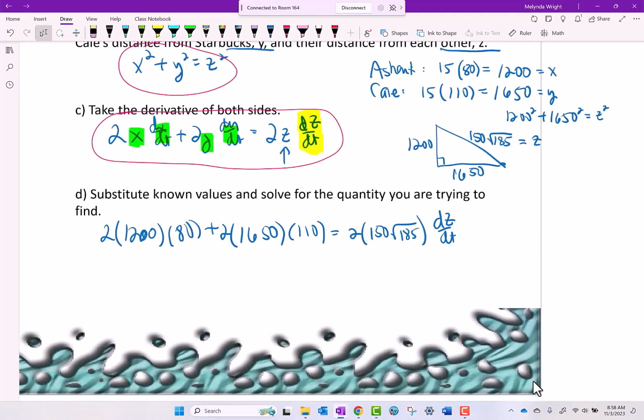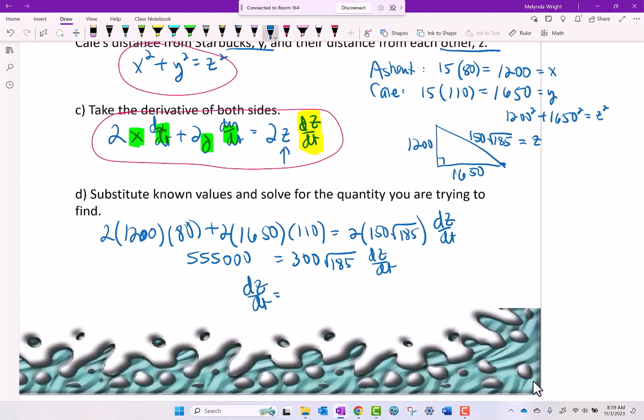Then we use our calculator. I went ahead and multiplied and added all those numbers together, and I got 555,000 equals 300 root 185 dz/dt. Then dividing, I get dz/dt equals, of course, a decimal number.